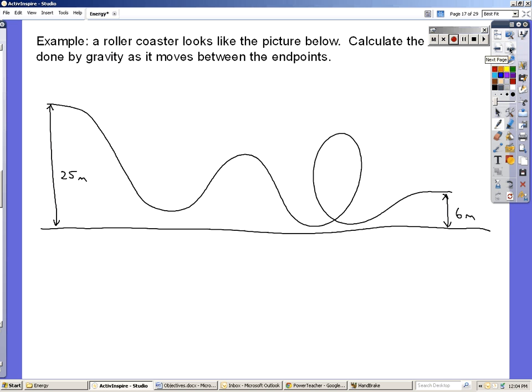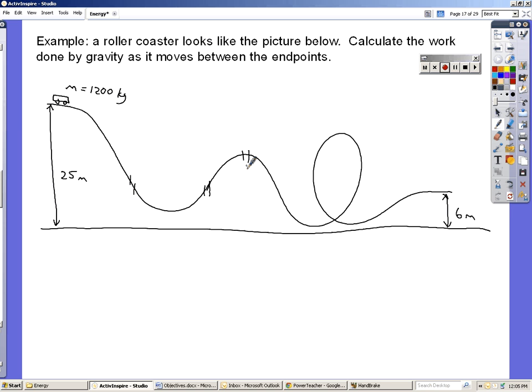And last slide. In this example, you've got a roller coaster that looks like so. We want to find the work done by gravity as the coaster moves between the two endpoints. And let's say that the roller coaster has a mass of 1,200 kilograms when everyone's in it. Now, the really nice thing about a conservative force like gravity is that the work depends only on the endpoints. It does not depend on the path. So if we have this convoluted path, we don't need to calculate the work done in every little bit of it and then add those up in an integral.